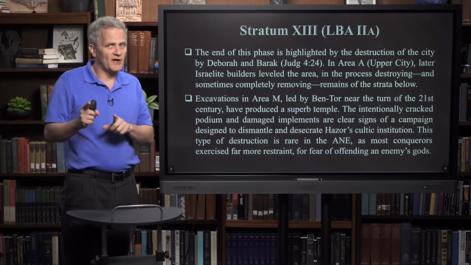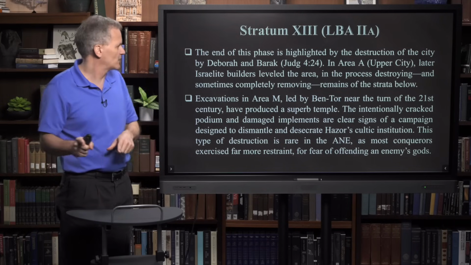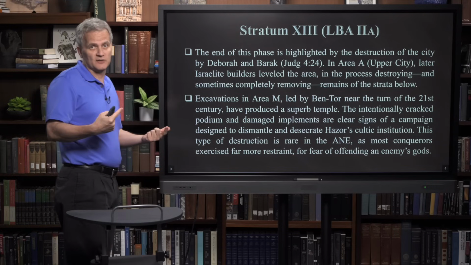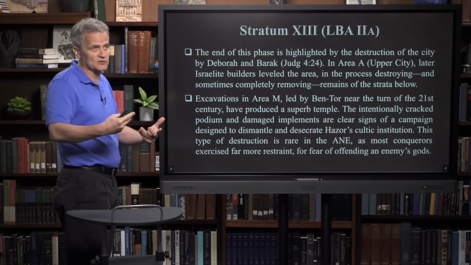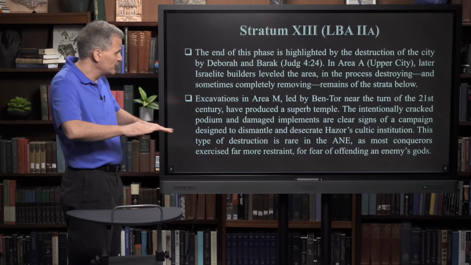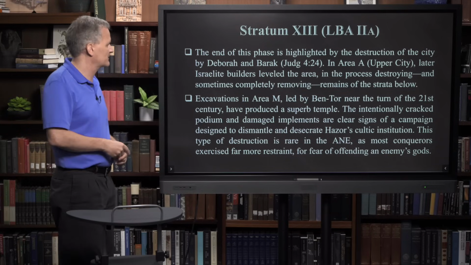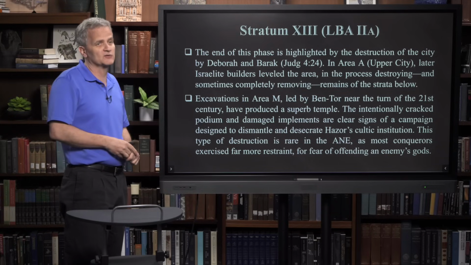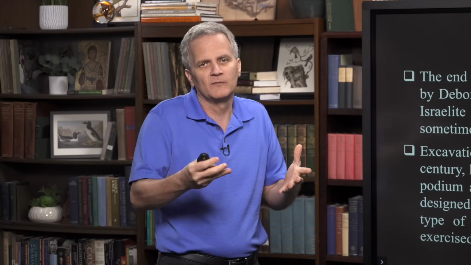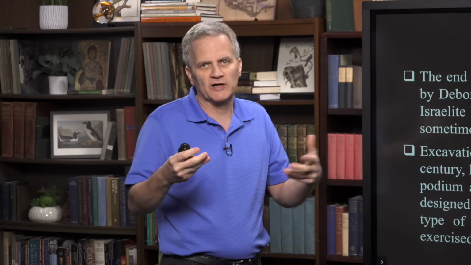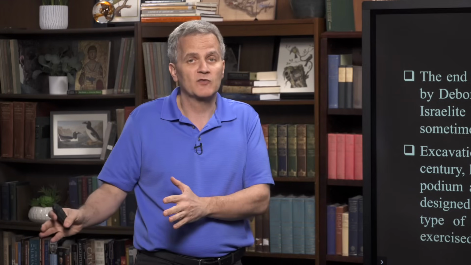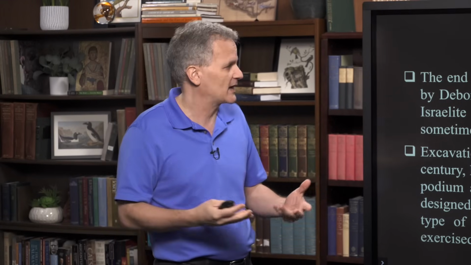The end of this phase, the final Canaanite occupation at Hazor, is highlighted by the destruction of the city by Deborah and Barak. We see it in Judges 4:24. If you want to read about it, that's the chapter to go to. In Area A, in the upper city, later Israelite builders leveled the area, in the process destroying and sometimes completely removing remains of the strata below. And that shouldn't be a surprise to us, that the Israelites wouldn't want this material to be found by their children and played with as toys and whatnot. It was, in many cases, just completely removed from the area to kind of start from scratch as much as they could.